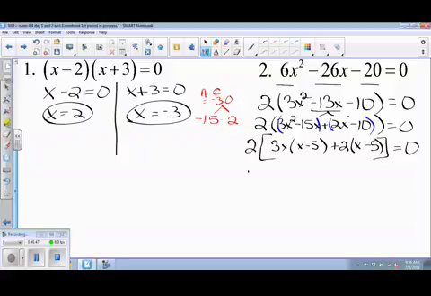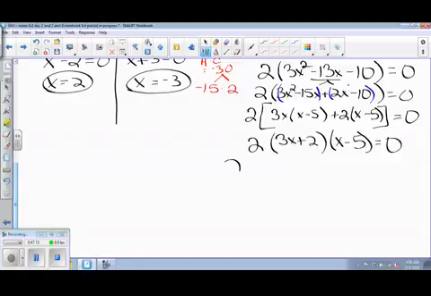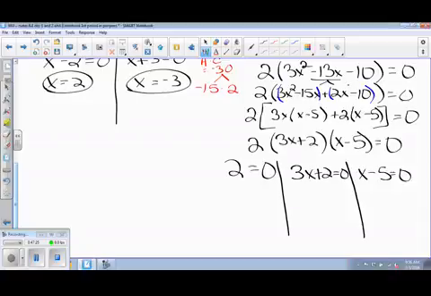Okay, so now this is 2 times 3x plus 2 times x minus 5 equals 0. Y'all with me? Now, what do I do next? Set each factor equal to 0. We factored it, now we need to solve. Factor and solve, factor and solve. So, we have 2 equals 0. That's my first factor, right? Then 3x plus 2 equals 0, and x minus 5 equals 0. Now, can 2 equal 0? No, that's trash.